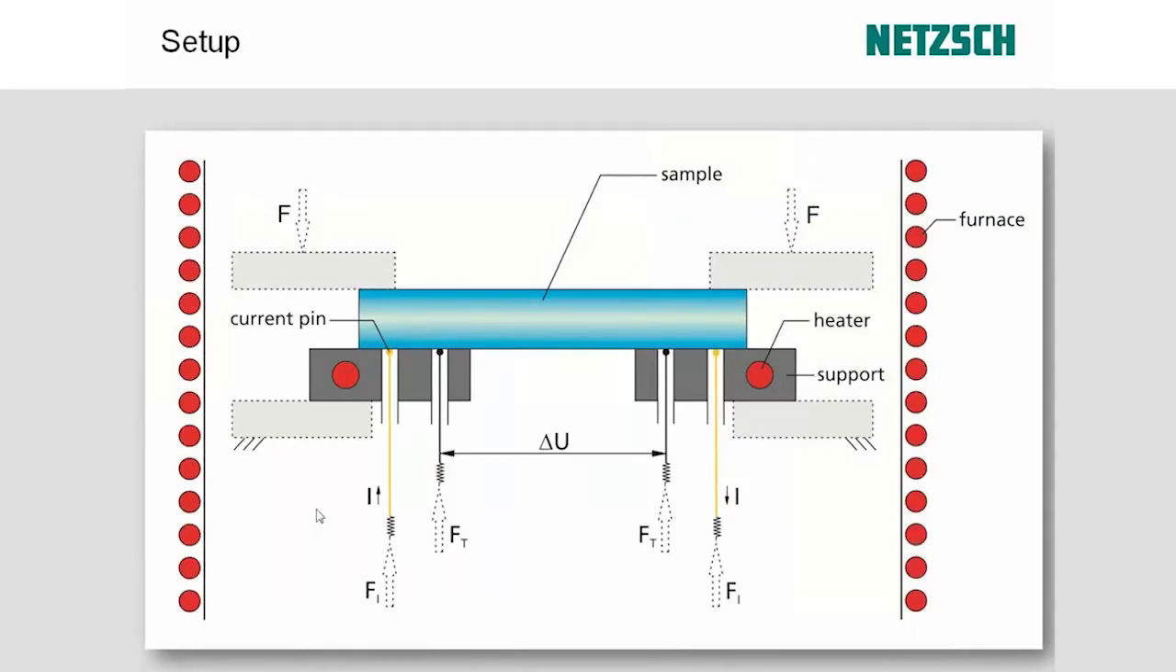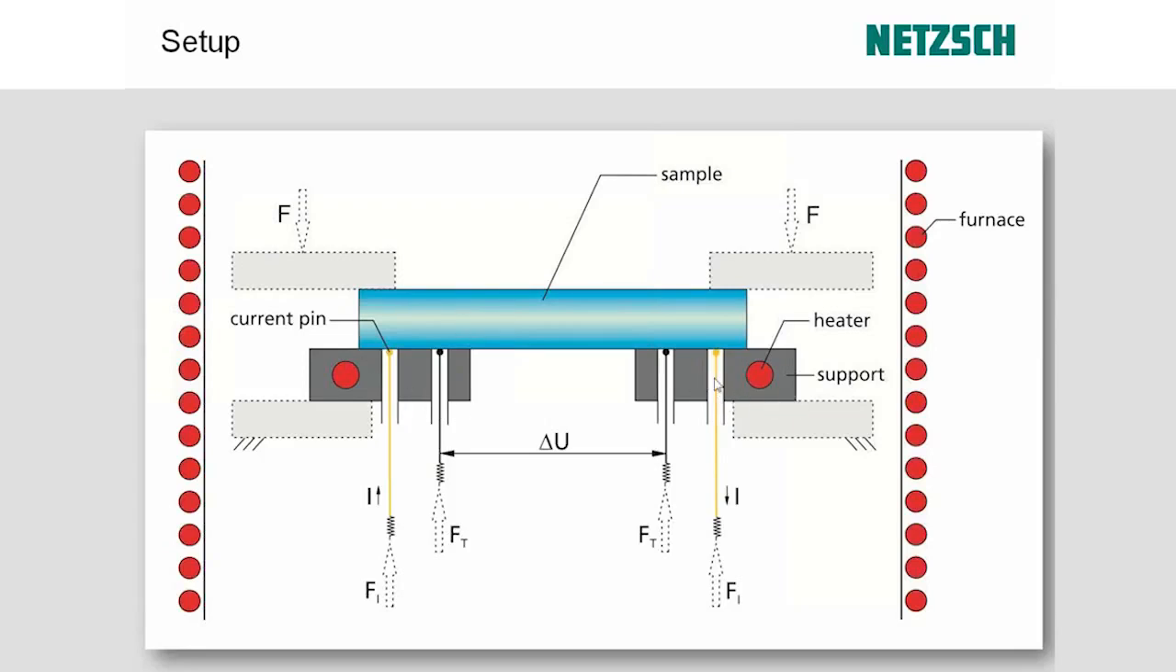So this diagram shows you the sample setup. You can see that the entire setup is located inside the furnace. The setup is heated by the furnace, temperature is controlled so that we have a uniform temperature across the measurement setup. And the setup includes our sample here in blue. It's pressed by a weight, which we will see later, onto 4 points. And these 4 points include current pins and thermocouples here.